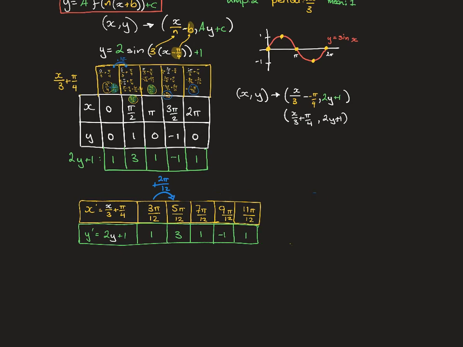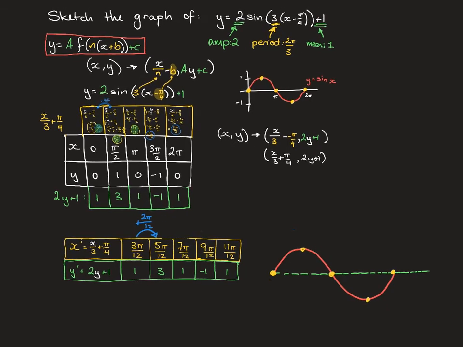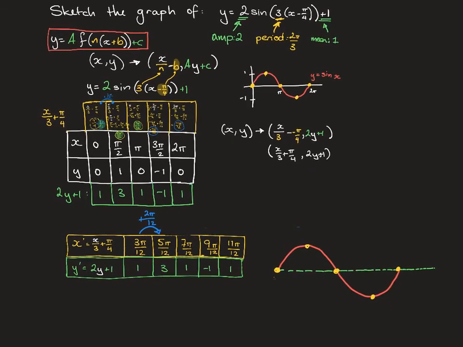So to sketch the graph, our mean value is 1. I'm going to put a dotted line, and that's going to be our mean value. Our shape of our curve is a sine curve, so we're going to go up and down and up. And I'm going to label the 5 points that are on here. We know from our analysis at the start that our mean value is 1 and our amplitude is 2.